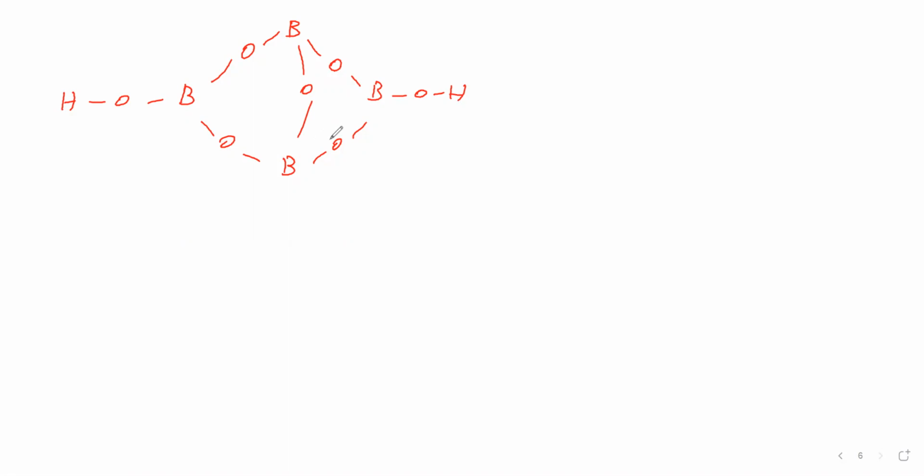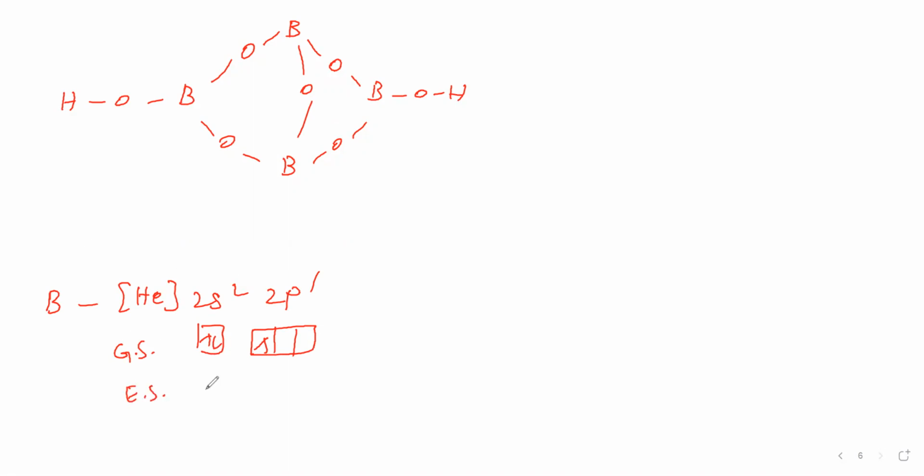This tetraboric acid undergoes hydrolysis to give orthoboric acid. How hydrolysis takes place, that we will see. Now we will take this boron. This boron's electronic configuration is helium 2s2 2p1. So 2s contains 2 electrons, 2p contains 1 electron. It is the ground state configuration. Excited state means from 2s 1 electron goes to 2p. Now one vacant orbital is there. This boron is making 3 bonds with these 3 unpaired electrons.